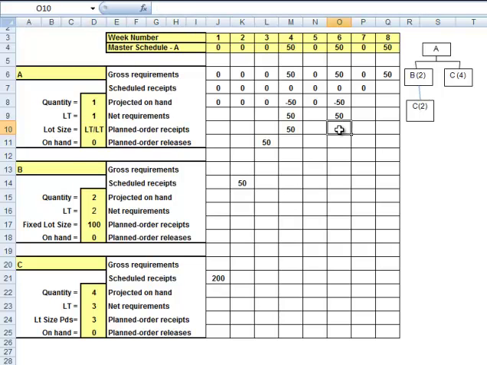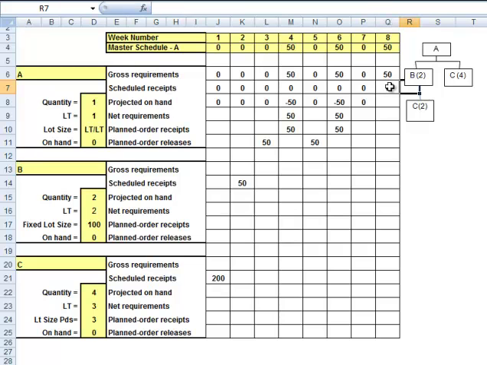So it means we're going to have 50 completed in this time period. And then in order for those 50 to be completed in that time period, they need to be started in the previous time period. So we have almost finished with level 0. So we'll go back to the projected on-hand row again. So our projected on-hand in time period 7 is going to be 0. When we go out to time period 8, our projected on-hand is going to be 0 minus 50 plus 0.